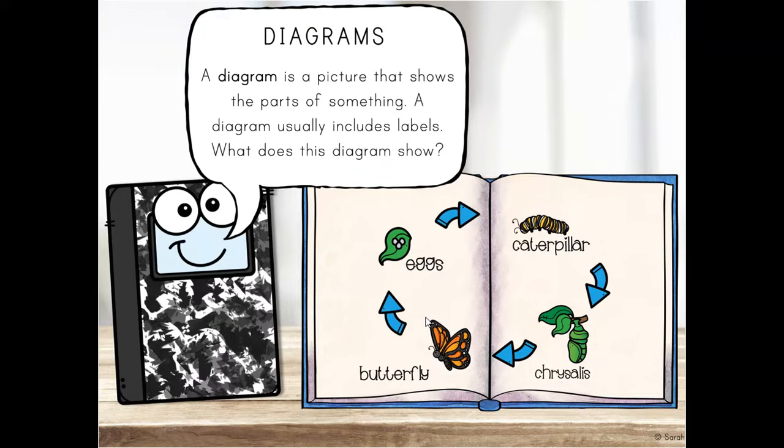Diagrams. A diagram is a picture that shows the parts of something. A diagram usually includes labels. What does this diagram show? Okay, here's my pictures with arrows, which means we know it's going this way. And a big circle. Okay, it's all labeled. Egg, caterpillar, chrysalis, butterfly. This is the life cycle of a butterfly.